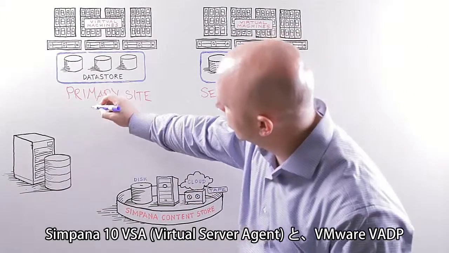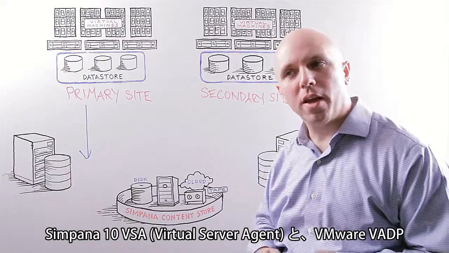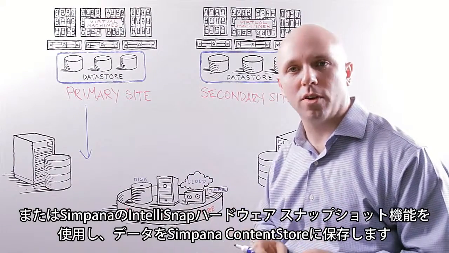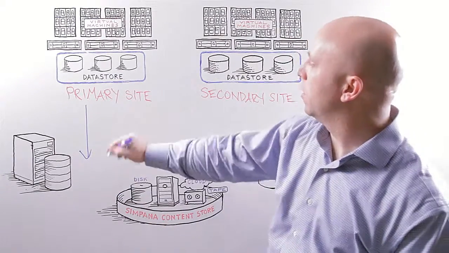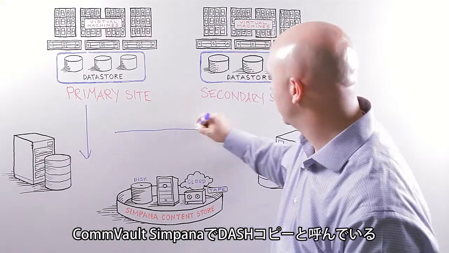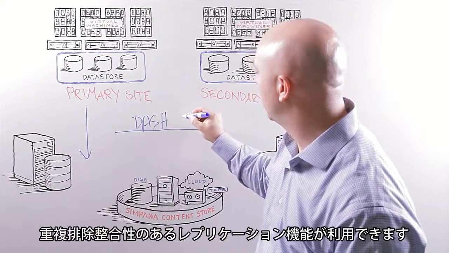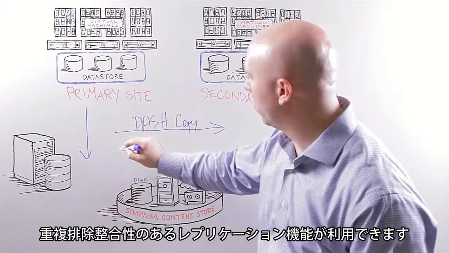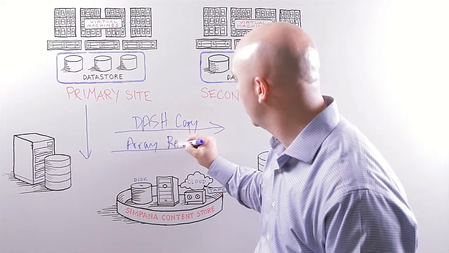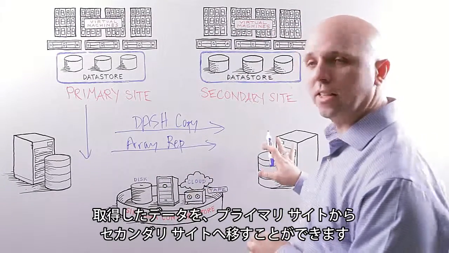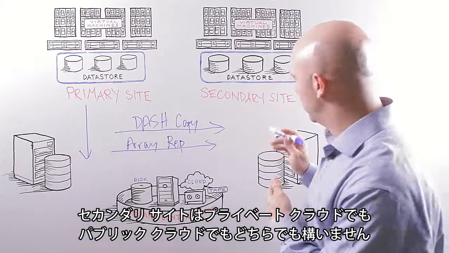So we use the Simpana 10 virtual server agent, leveraging VMware VADP or Simpana's IntelliSnap hardware snapshot functionality to get data into the Simpana content store. Then we leverage dedupe-aware replication that we call DASH Copy in CommVault Simpana, or we can leverage array-based replication to get data from the primary site to the secondary site. And the secondary site can be either private or public cloud resources.